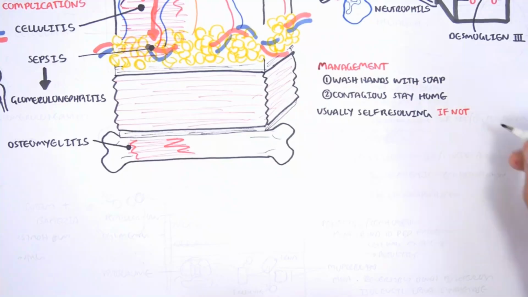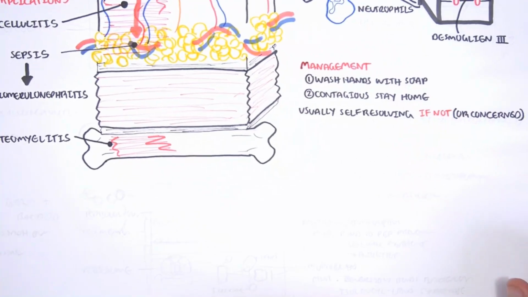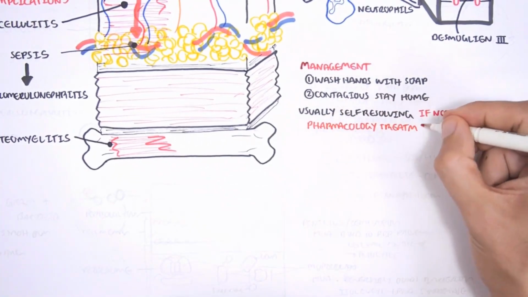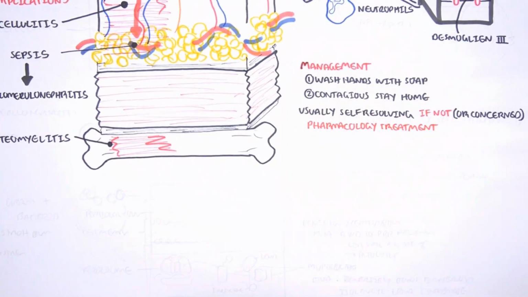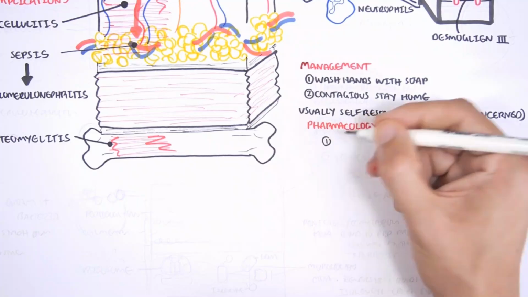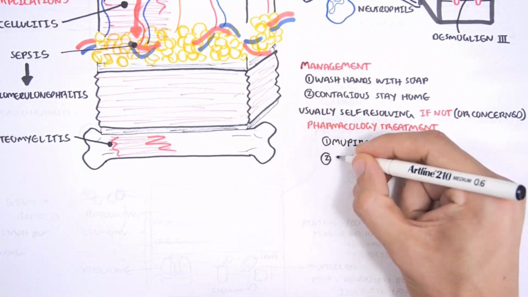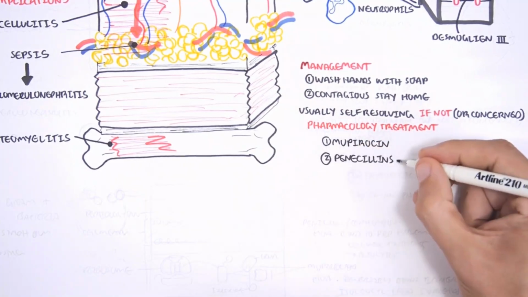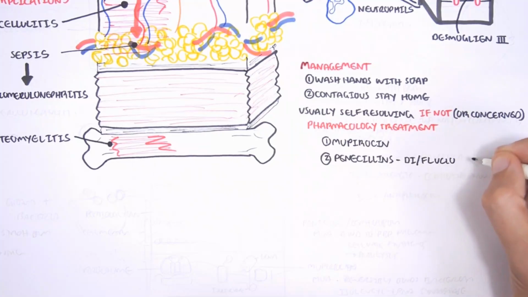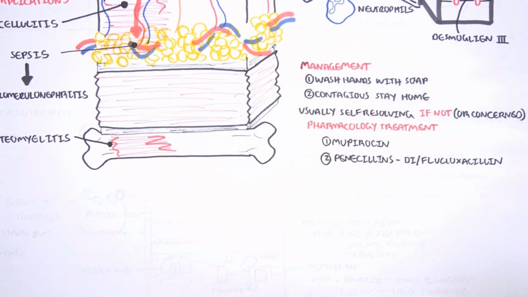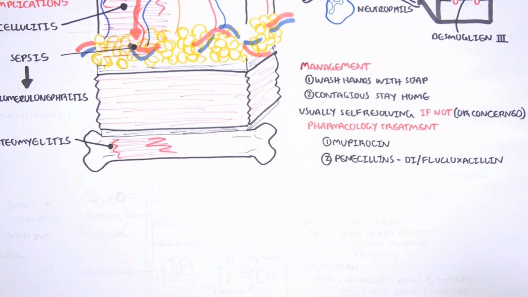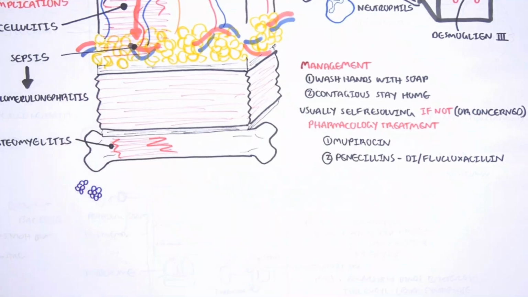Usually, impetigo is self-resolving and you don't need any pharmacological management. However, if you are concerned or if it's worsening, antibiotics, which are pharmacological management, are used. First line is a topical antibiotic called mupirocin. Second line are penicillins, such as dicloxacillin and flucloxacillin. Let's now see how these antibiotics work.